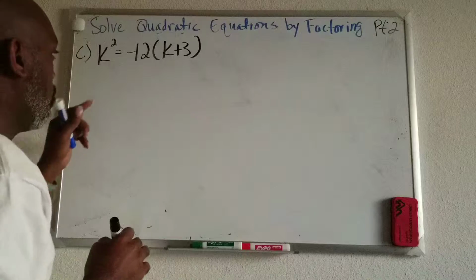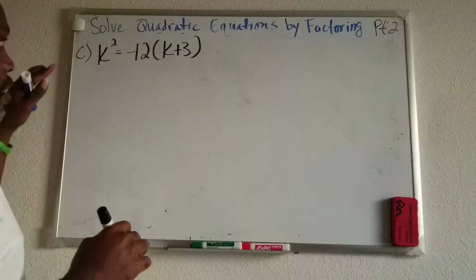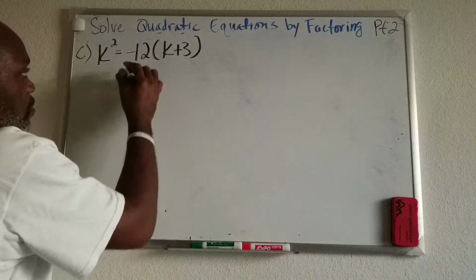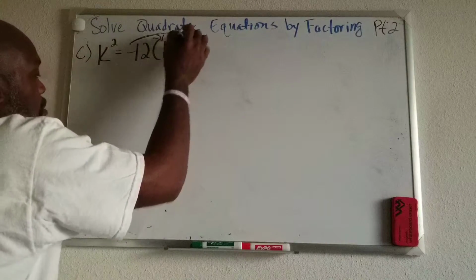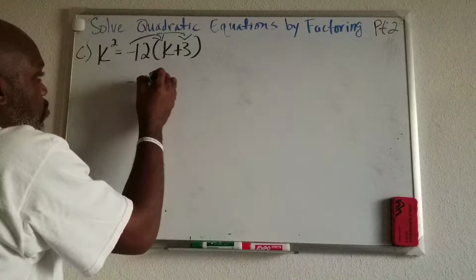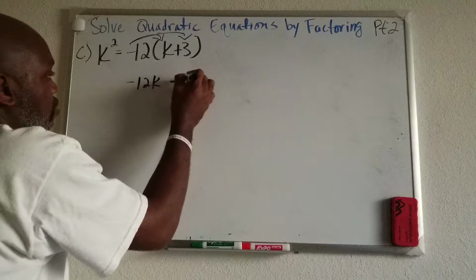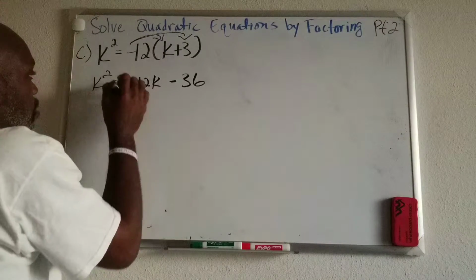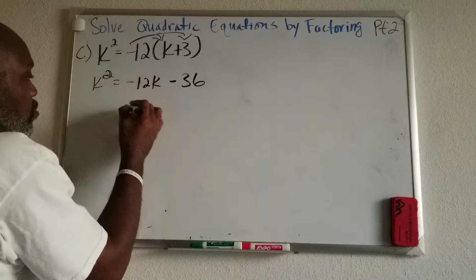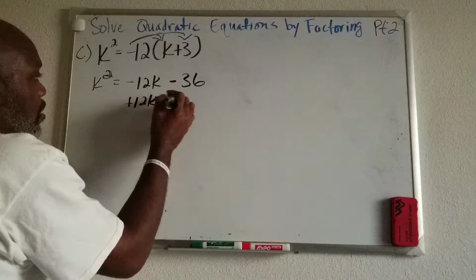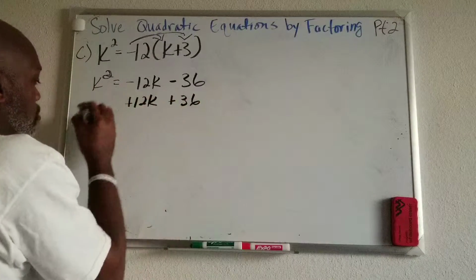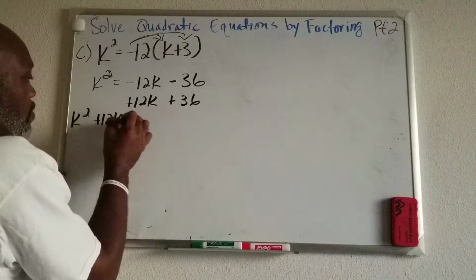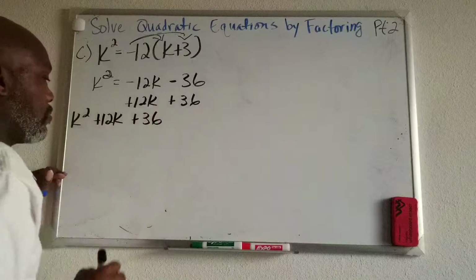Okay? So in this particular problem, we can't move anything over from right to left because we have to distribute. We have to solve. There's something that can be solved. So we end up with -12k minus 36. All right? K squared. So that's what we got. All right? So now we're going to add 12k and 36 to both sides. And so we're left with k squared plus 12k plus 36.